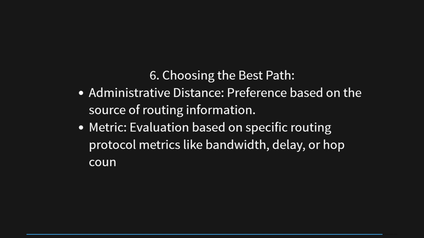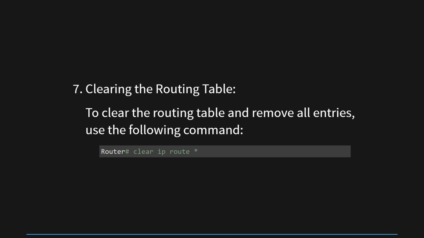Clearing the routing table is a procedure used to remove all existing entries from the routing table of a router. The routing table contains information about various networks and the best paths to reach them. Sometimes it may be necessary to clear the routing table to start with a clean slate, especially when there have been significant changes in the network or when there are issues with routing.